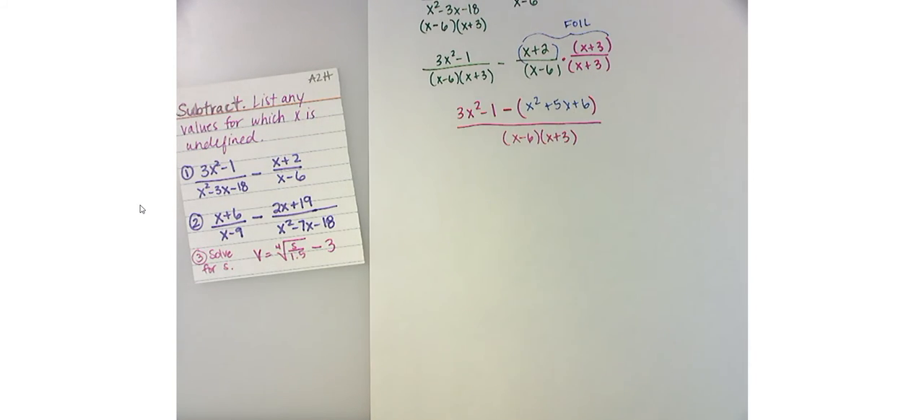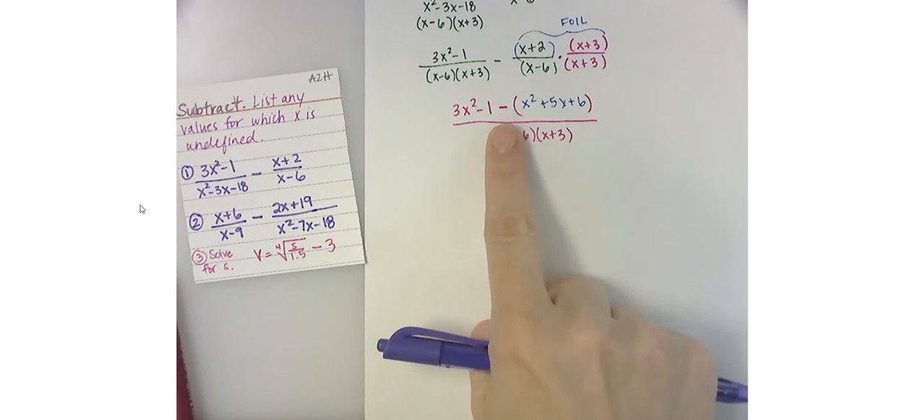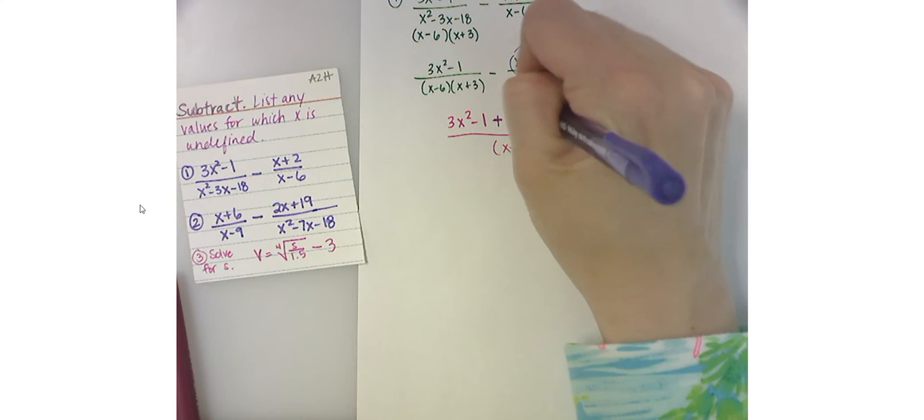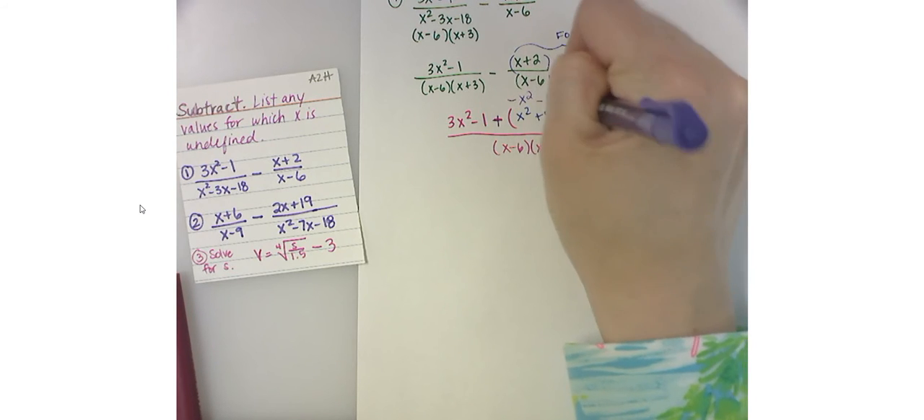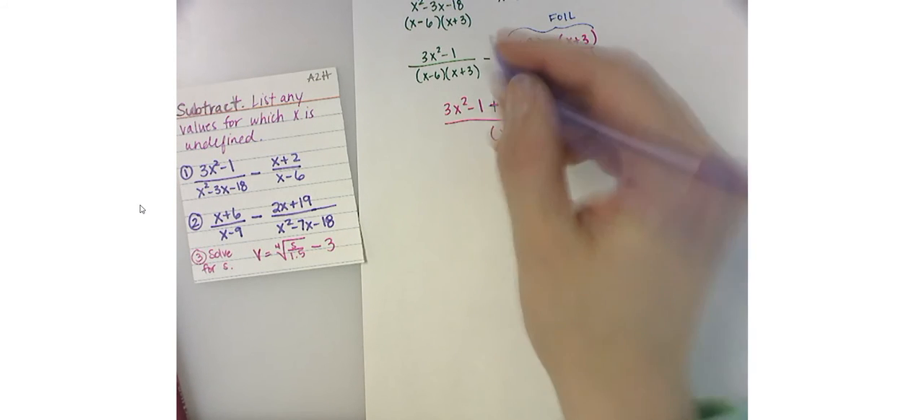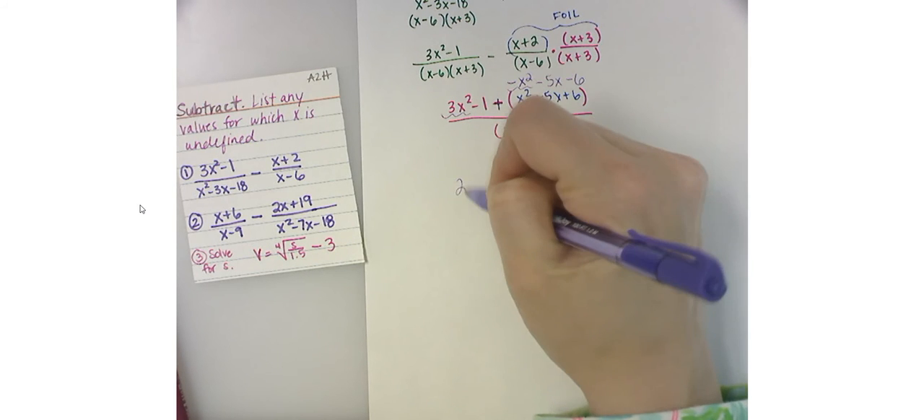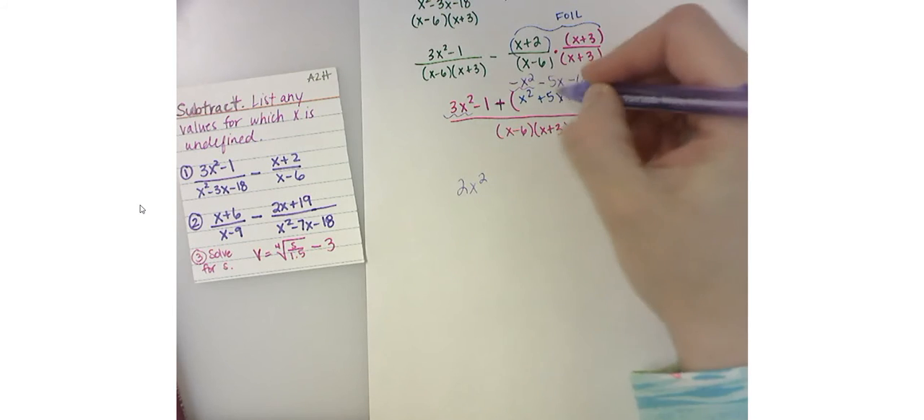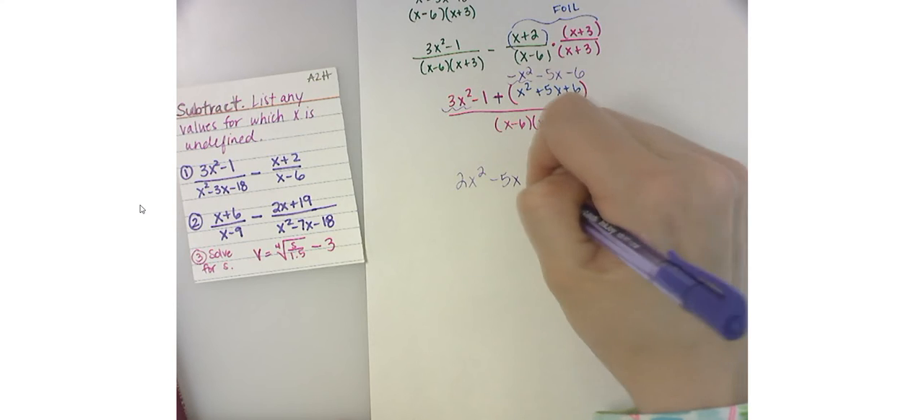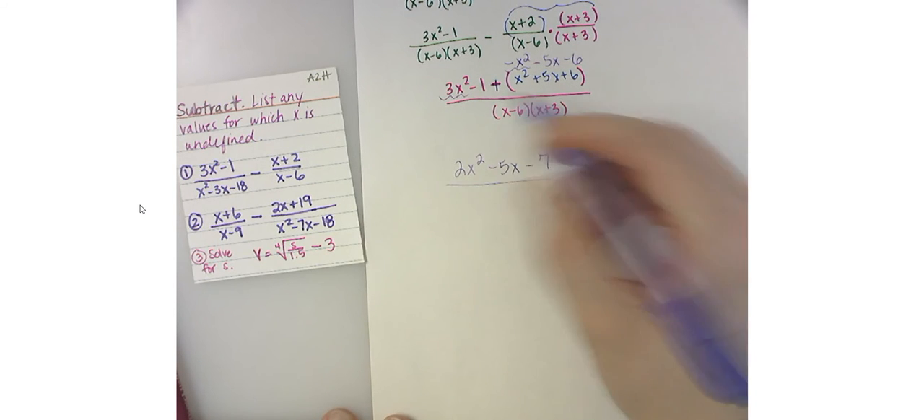Alright, now I'm going to distribute that negative. When you distribute the negative, you can change this to a plus, and then you can make it negative x squared, negative 5x, negative 6, and combine your like terms. So I have 3x squared minus x squared. So now I have 2x squared. I have negative 5x, there's no common terms there. Negative 1 minus 6 is negative 7. And that's all over x minus 6 times x plus 3.